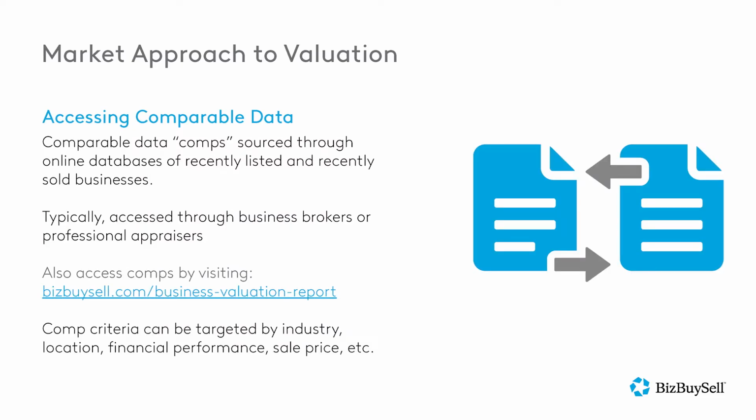Accessing comparable data. Often referred to as comps, comparable data is usually sourced through online databases tracking recent listed and recently sold businesses. These databases are typically accessed through business brokers or professional appraisers. You can also access comparable data by visiting BizBuySell.com. Comp criteria can be targeted by industry, geographic location, financial performance, sale price, and other filters.